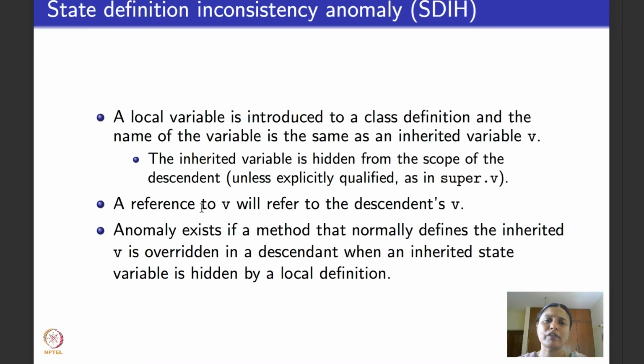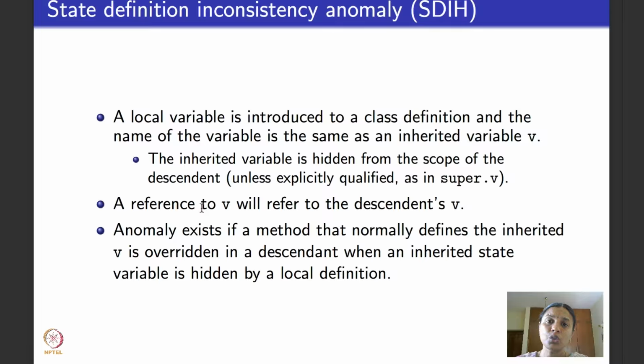The next kind of fault is state definition inconsistency fault, SDIH. Here what happens? A local variable is introduced into a class definition, and the name of the variable is the same as the name of the inherited variable. So there is some amount of inconsistency that can happen because two different variables share the same name. The inherited variable is hidden from the scope of the descendant. Of course, if you explicitly use the keyword super and refer to the variable V, then it's not hidden. But otherwise, you can assume that the inherited variable is hidden from the scope of the descendant.